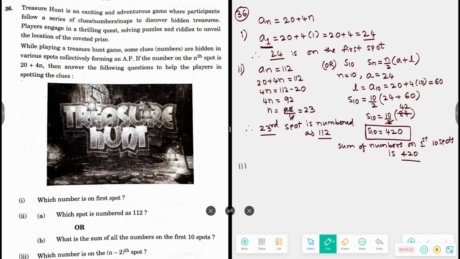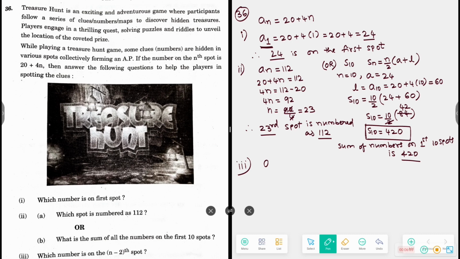Now question number 3 in the same case study: which number is on the n minus 2th spot? Most of the students get confused here about how to find it. It is just like how we have an, we have to find a(n minus 2). This is similar to question number 1. There they asked which number is on the first spot, here which number is on the n minus 2th spot. In the first spot we substituted 1 in the place of n. Then when you want the n minus 2th spot, you have to substitute n minus 2 in the place of n.